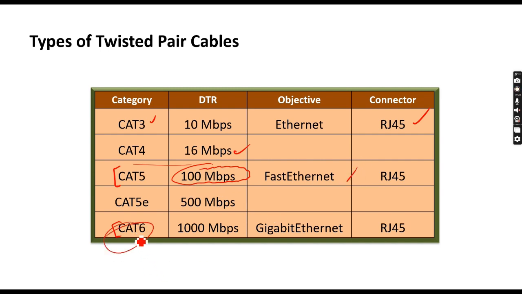Cat 6 we also use, which is for 1000 Mbps, and that's going to be your Gigabit Ethernet, and RJ45 will be the connector for this. So make sure in companies you will find Cat 5, Cat 5e, or maybe Cat 6 cable for the transmission and for the communications.